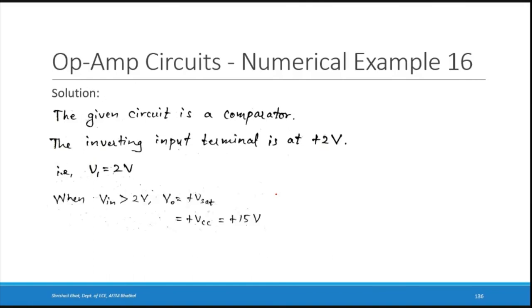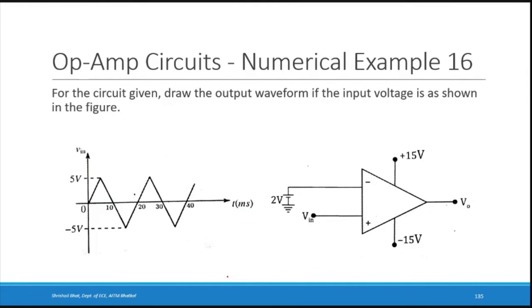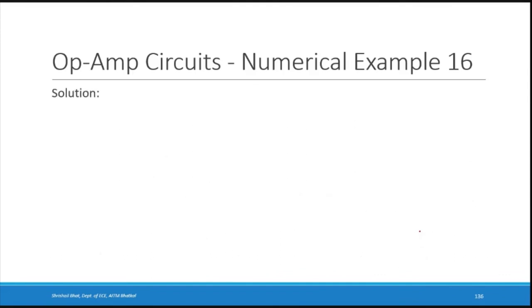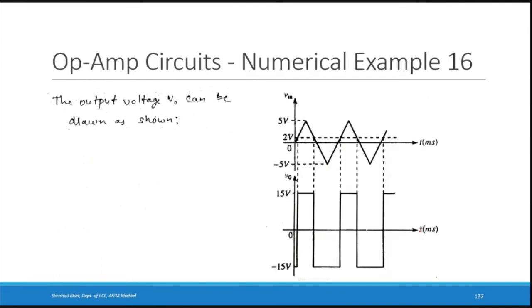So, when Vin is greater than 2 volts, V0 is equal to positive saturation voltage, that is VCC, plus 15 volts. And when Vin is less than 2 volts, V0 is minus VSAT, that is minus VEE, minus 15 volts. That is mentioned in the circuit diagram, plus 15 and minus 15, that is plus VCC and minus VEE. So from this, you can draw the output waveform like this.